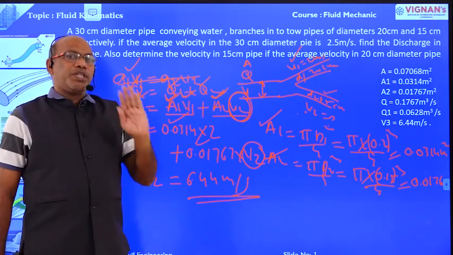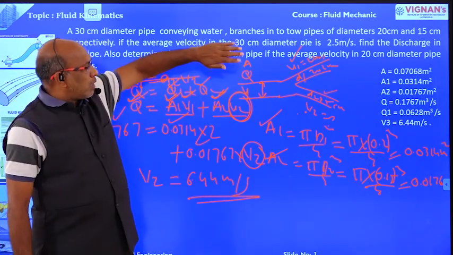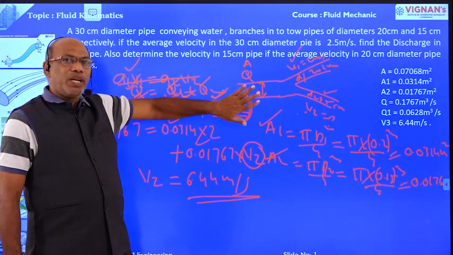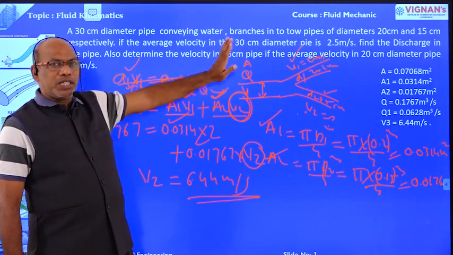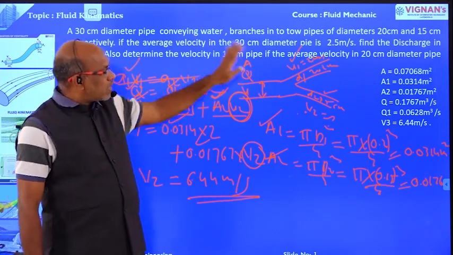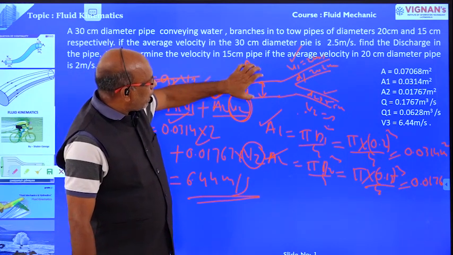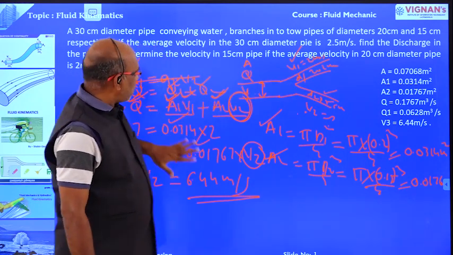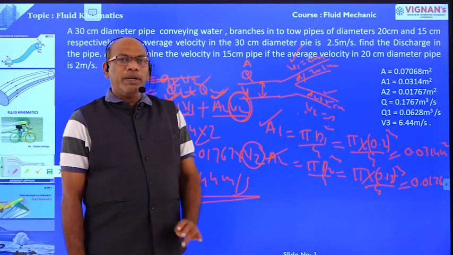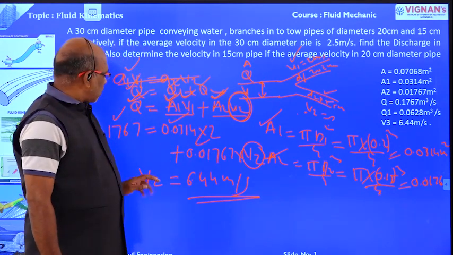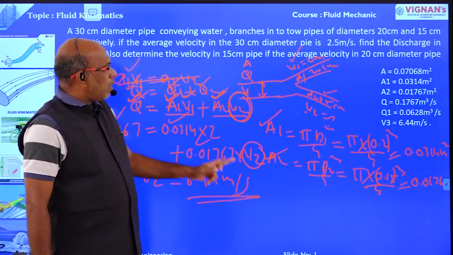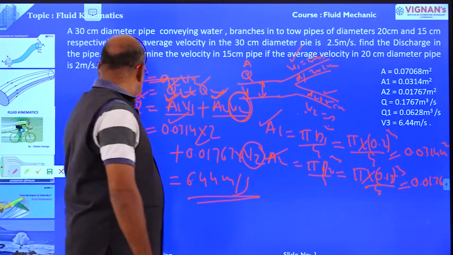In this problem, we have determined two values. One is the discharge flowing through the main pipe, Q, that is determined by direct formula. Q is equal to AV. A is based on the diameter. We have determined the cross-sectional area. Velocity in the main pipe is given. Discharge is clear. Then discharge of the main pipe, Q is equal to Q1 plus Q2. Based on this equation, all parameters are known here. Only unknown is V2. V2 is equal to 6.44 meters per second. That means V2, the velocity in the 15 centimeters dia pipe, is equal to 6.44 meters per second. Right?